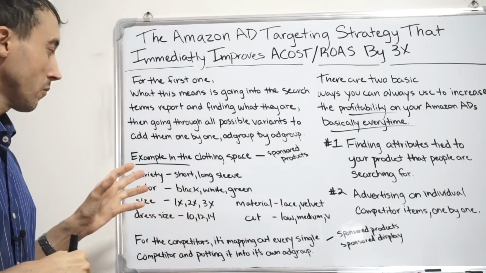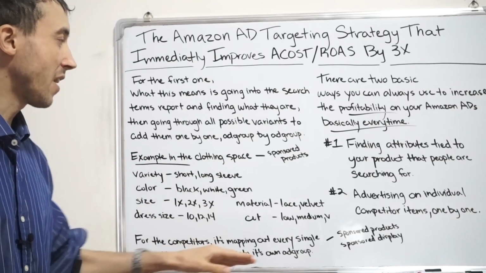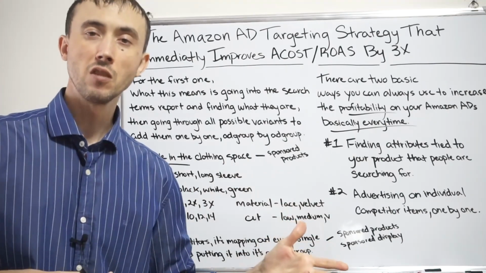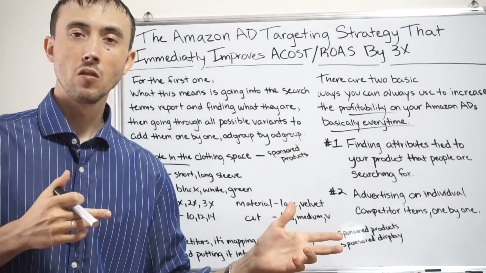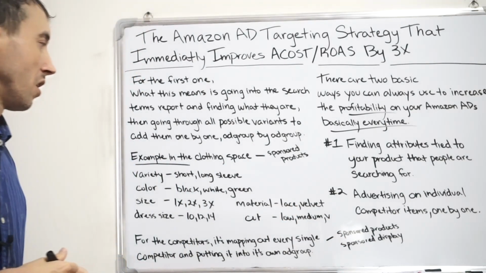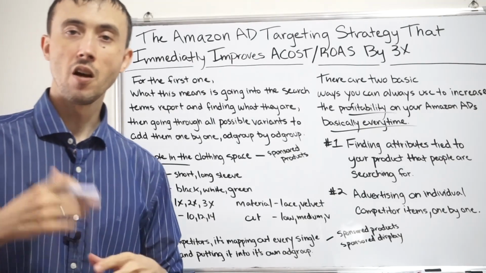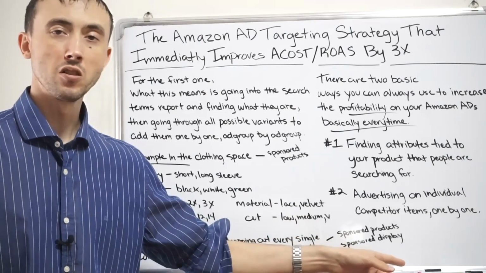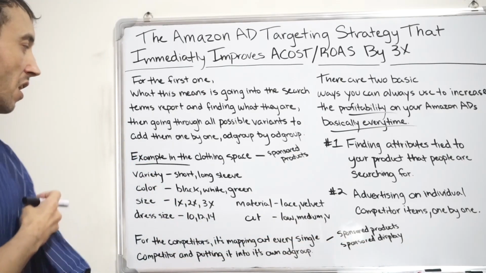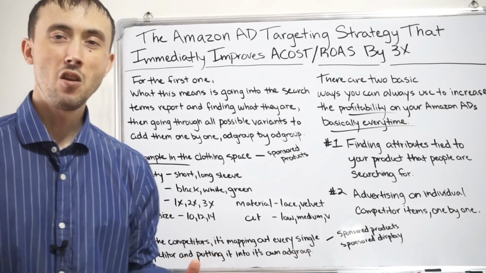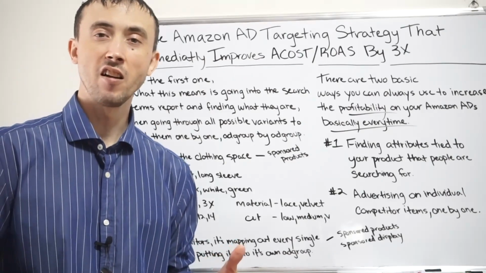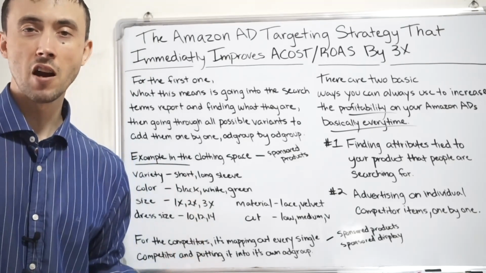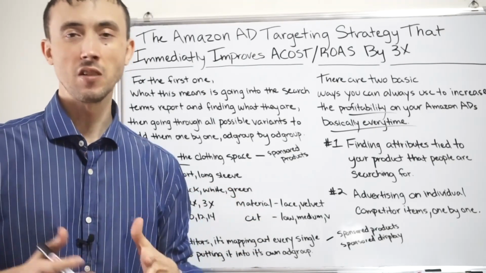So anyway, with that said, as far as the second item on the list here, advertising to individual competitor items, most people know how to target competitor items on Amazon through sponsored product ads, but also on sponsored display ads. But because of how inherently lazy people are, I see people targeting a few competitors and then they're kind of done.